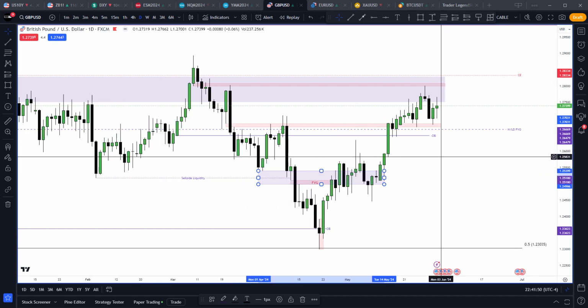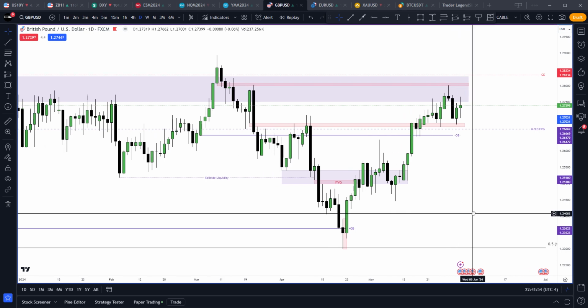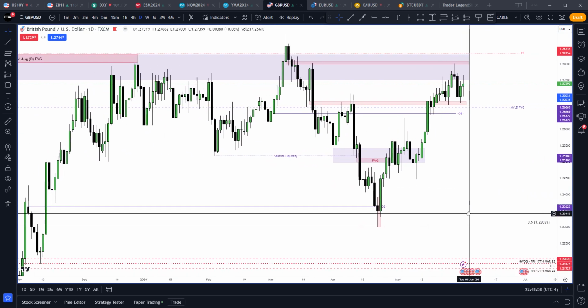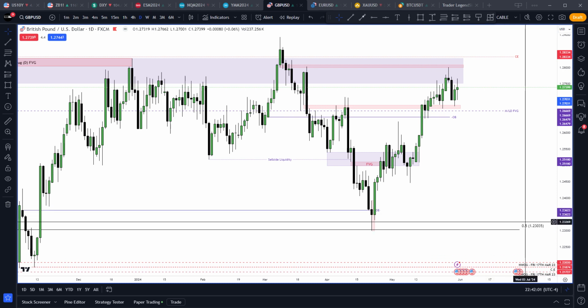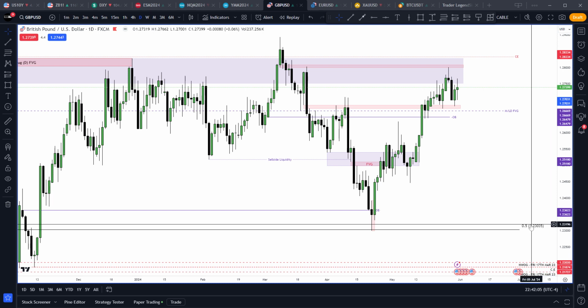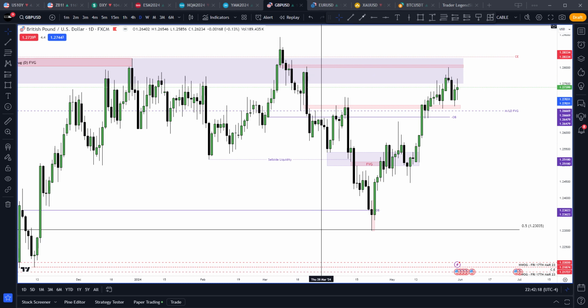1.26, 1.23035. 1.23035 is considered to be equilibrium. So any price lower than that would be considered a discount, which we got briefly on the day of Monday, the 22nd of April.